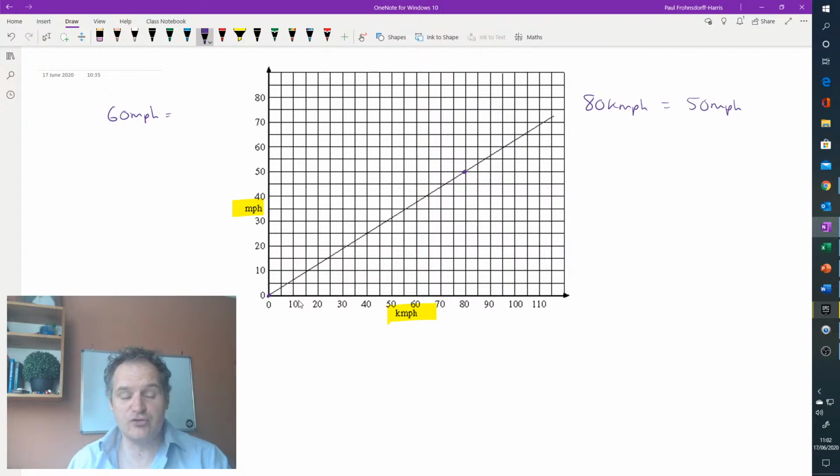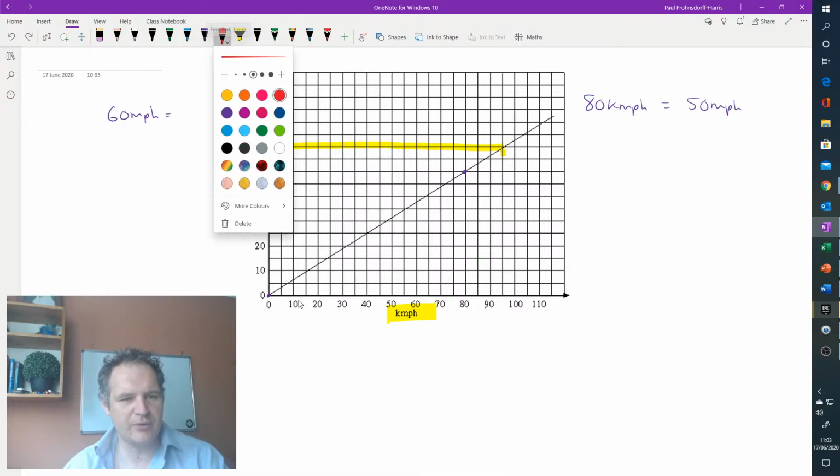Now, we can do it with a series of calculations on a calculator, but the graph is useful because it allows us to directly read across from the 60 all the way along this line. As soon as we meet the line, we read down. Now, the problem with the highlighter is it's slightly different, so it's less easy to use. So instead of that, I'm going to use normal pencil, but I'm going to go yellow and we'll see what happens.